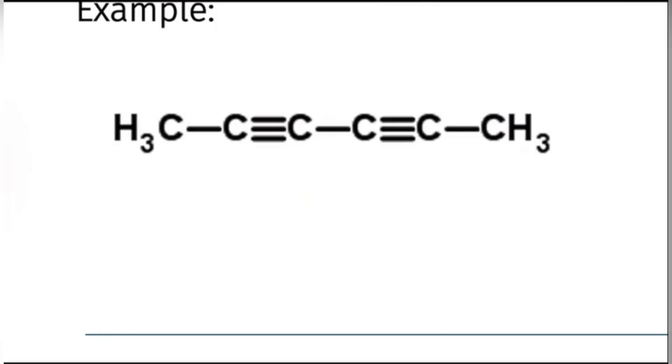So let's number the carbons. 1, 2, 3, 4, 5, 6. Since there are two triple bonds, the name will have the prefix di. So the root word will be hexa, then the prefix di, then the suffix: hexadiyne.